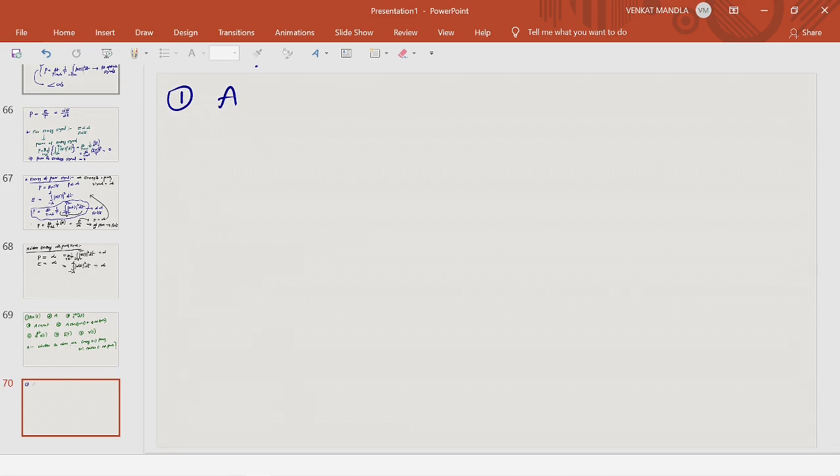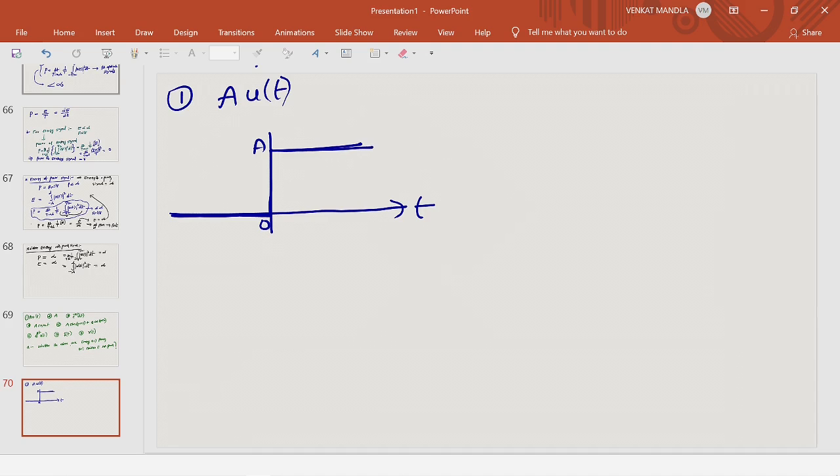First, a times u of t. This is the step signal with step size a. So how to draw it? Let's see, a times u of t. This is t. This is a, and 0 for t less than 0. Okay, this is a times u of t.